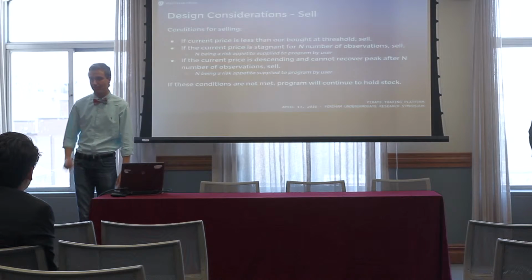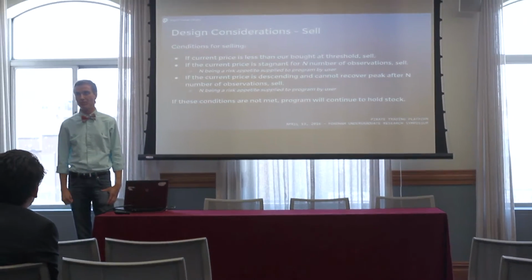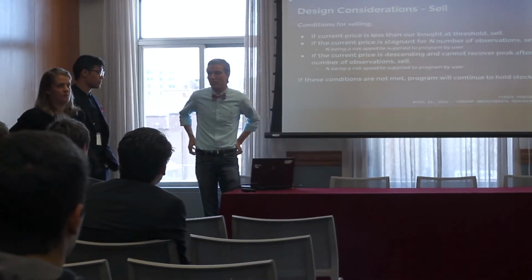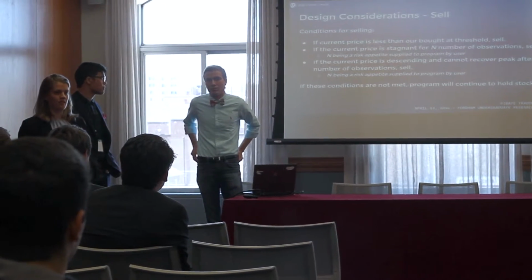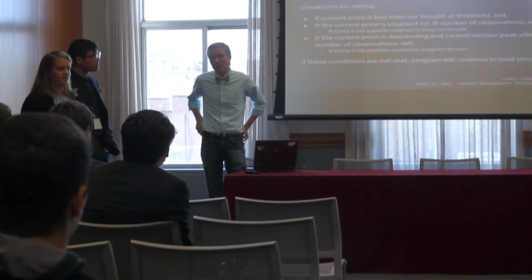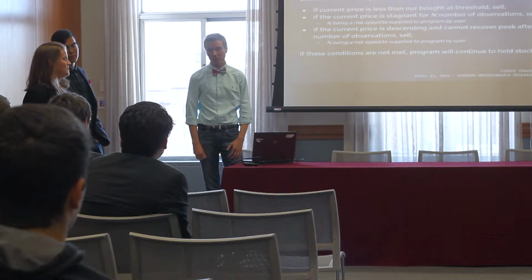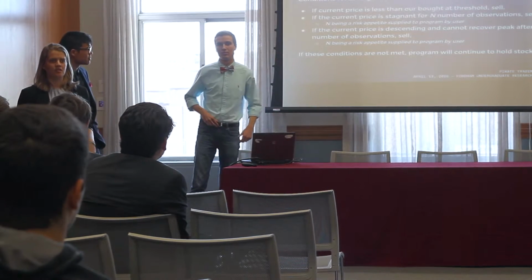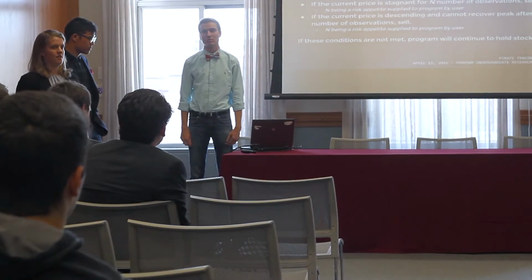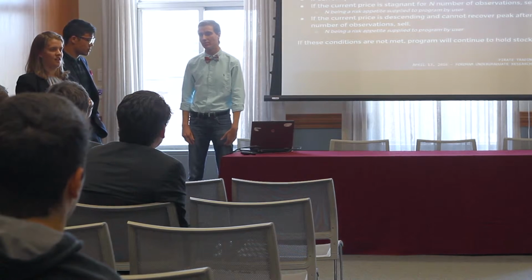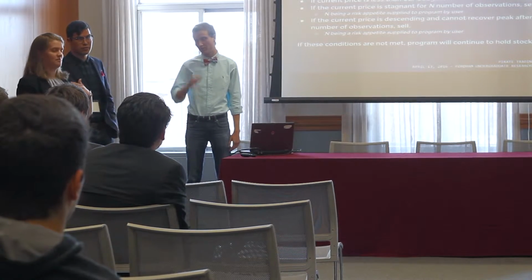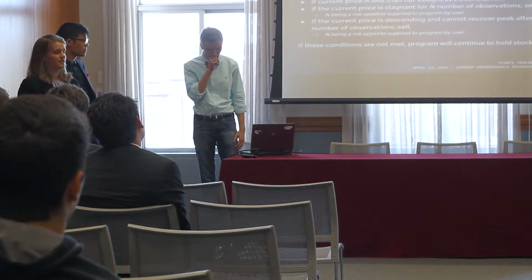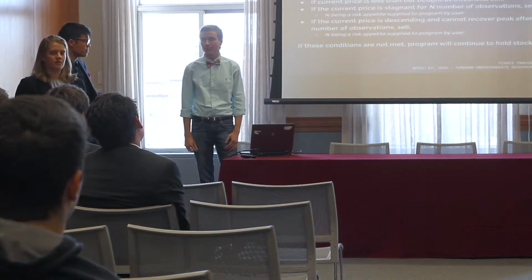So for the conditions for selling, we have 2 different conditions set in place to ensure that our program doesn't lose money. The first is that the program will sell the stock when the current price is less than the bought-out price plus the threshold. So with the threshold of 3 cents, we would sell when the stock hits our price plus the commission.